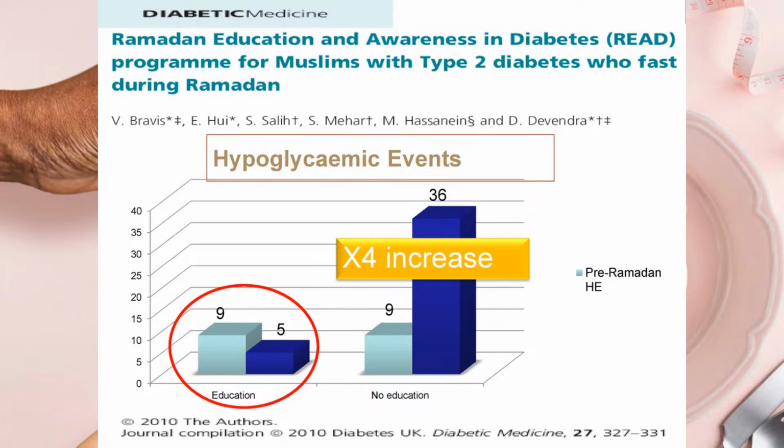Those who received diabetes education, on the left, saw a drop in hypoglycemic events compared to those who did not receive diabetes education before Ramadan or fasting. The rate increased by as much as 4-fold. So you can see that. So it is important to engage your clients or your patients before they fast, because one of the feared complications during fasting, hypoglycemia, tends to improve during that period if they receive diabetes education.